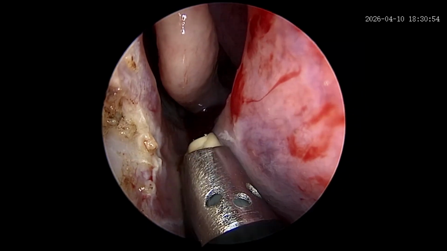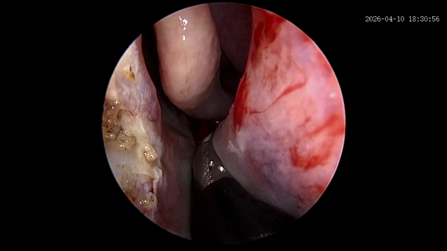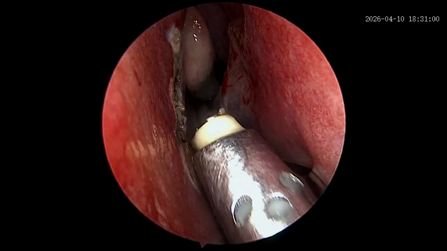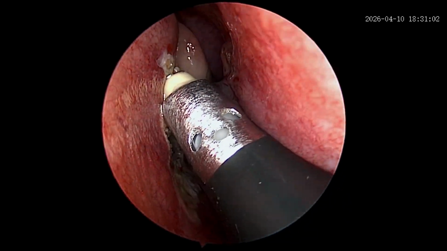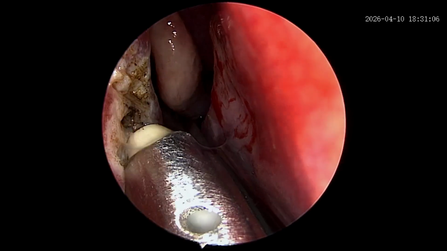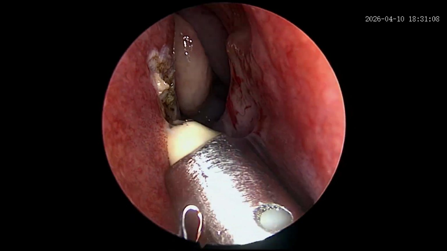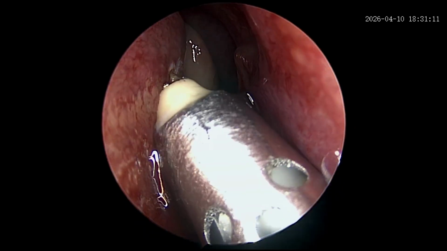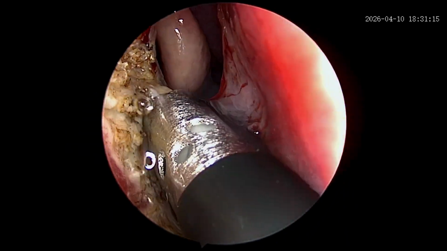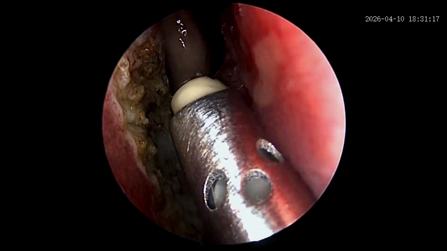So we can see that the nasal mass is removed, and on the nasal septum, the suspected area of bleeding or ooze is further coagulated. The nasal septal cartilage remains intact. There is no damage to the nasal septal cartilage. So by doing this, we can achieve complete hemostasis.